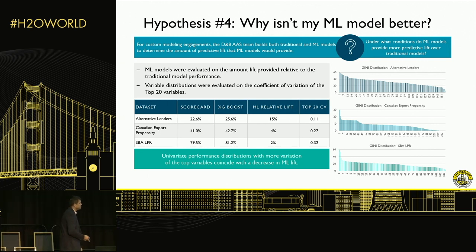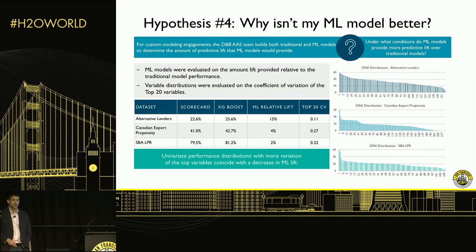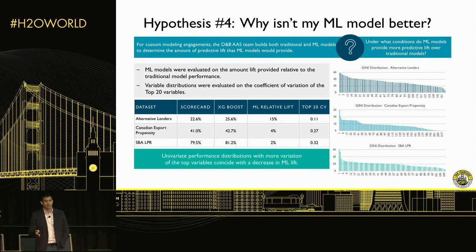What we find is in cases where the data set has one variable that performs much better univariately than the other variables, the ML lift isn't as big. Whereas if you have a more even distribution, say the first one where you see the alternative lenders, you don't see one or two variables that are much more predictive than the other variables, you see more lift in those cases. And that kind of jives with what I heard from the Wells Fargo presentation earlier today, where they said if you have one variable that is nonlinear, those interactions don't really make too much of a difference. You can build a good model with just a linear relationship. That kind of jives with that.